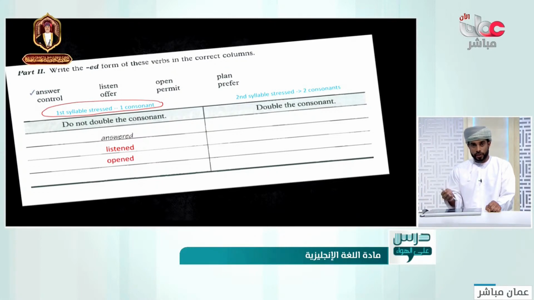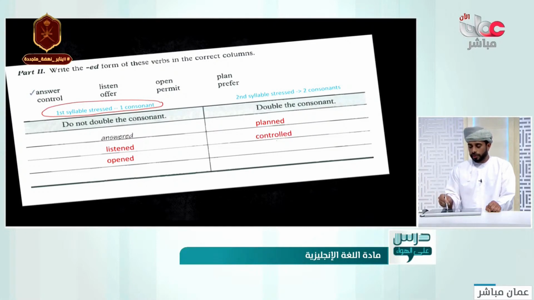Open. The stress is in the first syllable also. Open. What about plan? Yes, the stress is in the second syllable. So say planning. Good. What about the word control? The stress is in the second syllable.